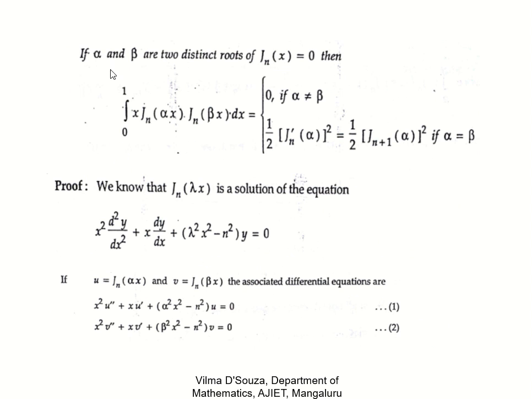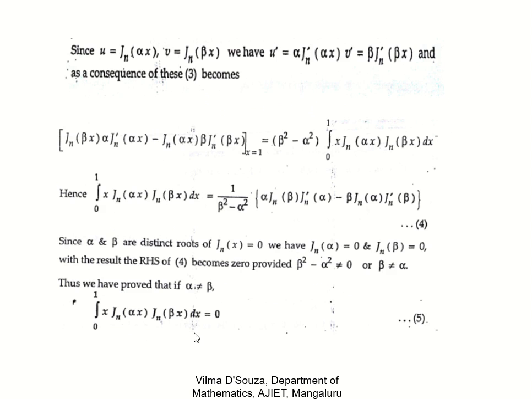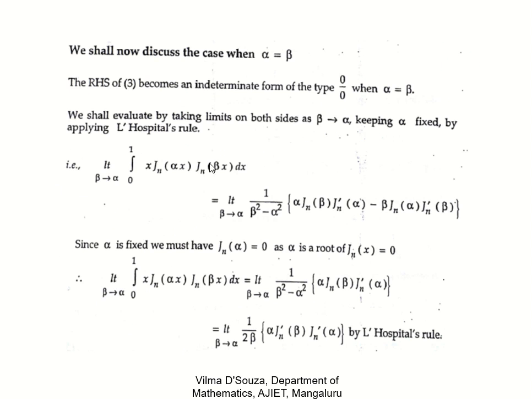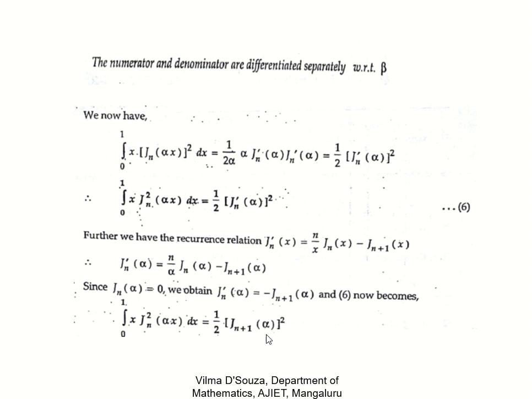The question will be, if alpha and beta are distinct roots of Jn of x equal to 0, prove that this integral is equal to 0 if alpha not equal to beta. And if alpha equal to beta, you have proved that the value of this integral is half into Jn dash of alpha whole square, which is equal to half into Jn plus 1 of alpha whole square. So depending on what is the question, you need to write down the proof. If the question is only prove that this integral is equal to 0 if alpha not equal to beta, it's enough, you write down only till here. Okay, if the second part is asked in the question, you go to the second part till the end.